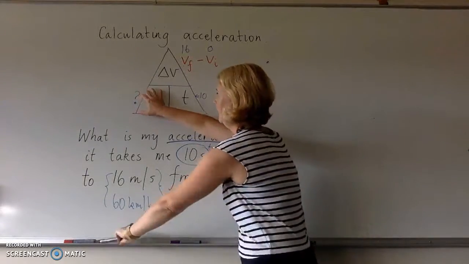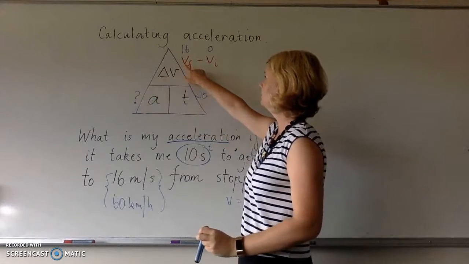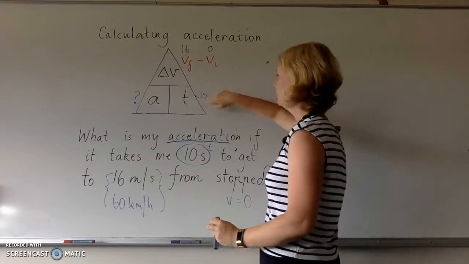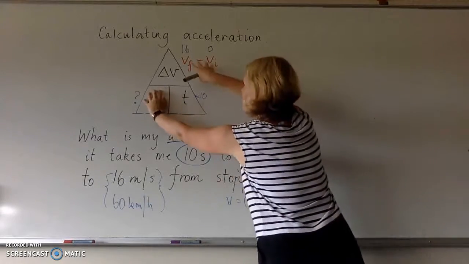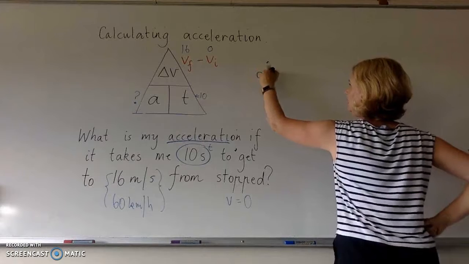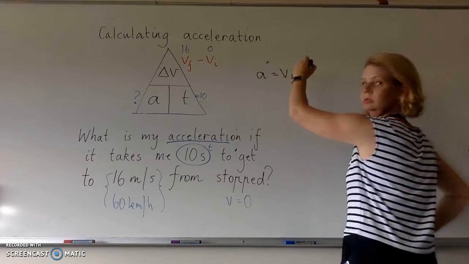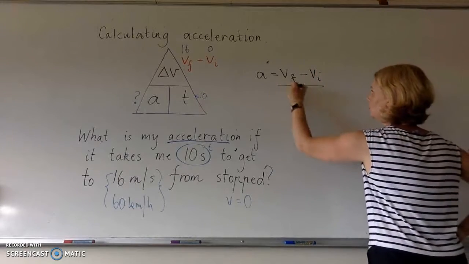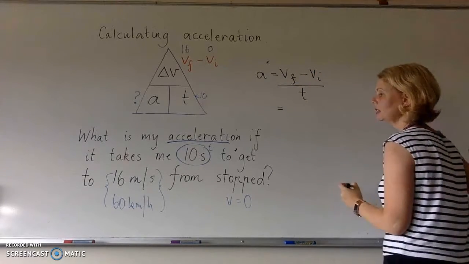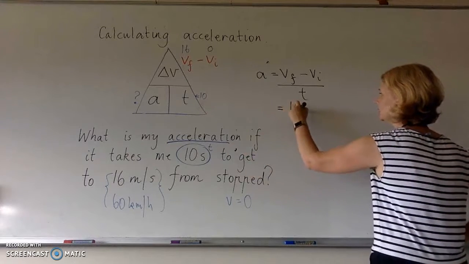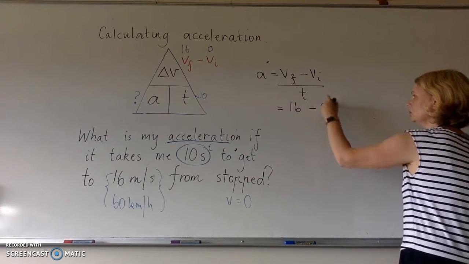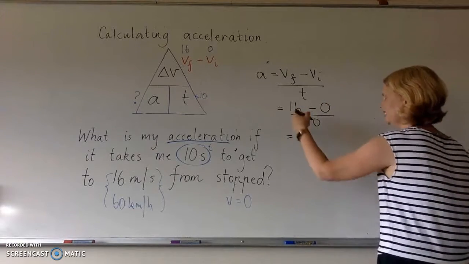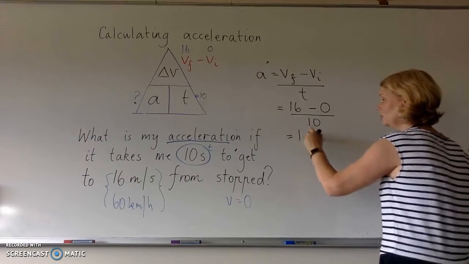So A is velocity final minus velocity initial divided by time. That over that. A equals velocity final minus velocity initial divided by time. Velocity final, final velocity 16. Velocity initial 0. Time 10. 16 divided by 10, 1.6.